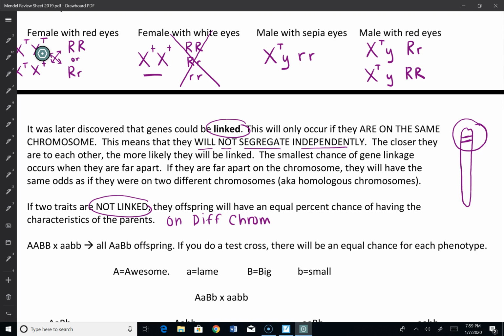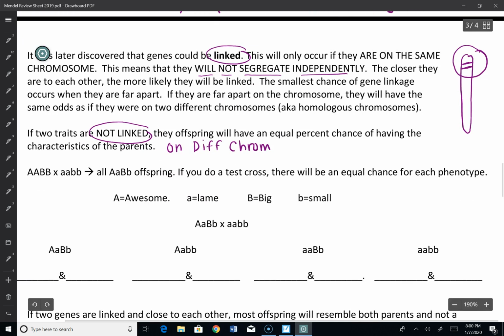In Mendel's work, his height, his pea color, his pea shape, his pod color, whatever, all of those things were on different chromosomes, so therefore they all kind of assorted independently because they were not linked. So in this first example, let's say that I am linking together awesomeness and, I don't know, bigness or whatever, doesn't matter. So if I'm telling you that they're linked, let's see what we got here.